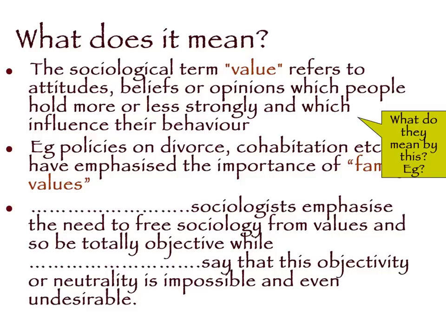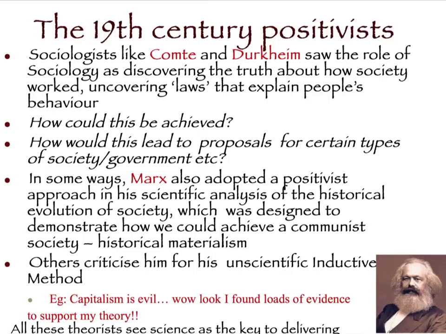Now, can you tell me what types of sociologists emphasise the need to free sociology from values and to be totally objective? So which type of sociologists favour the scientific types of research? And what types of sociologists say that this objectivity is very undesirable and, if not anything else, impossible?